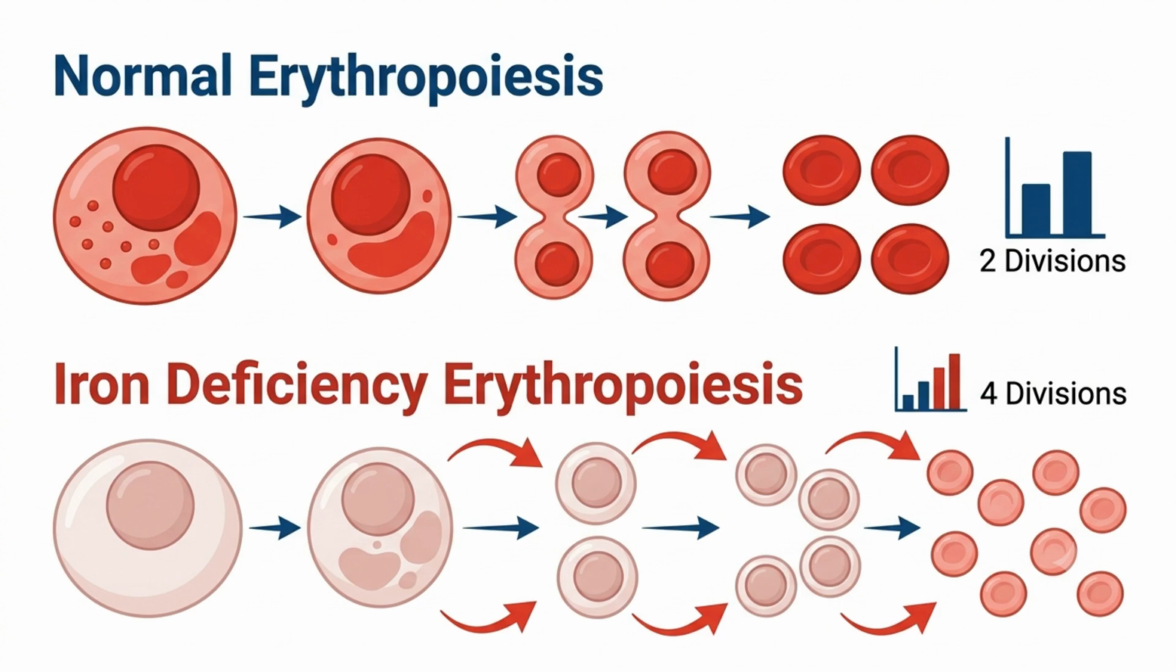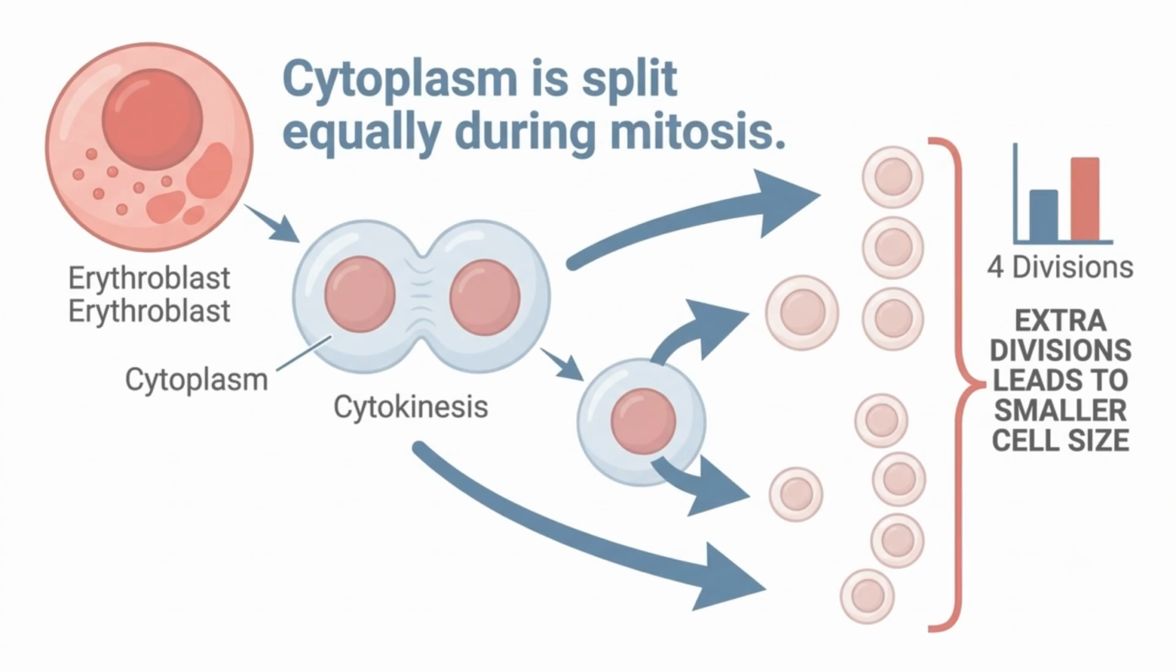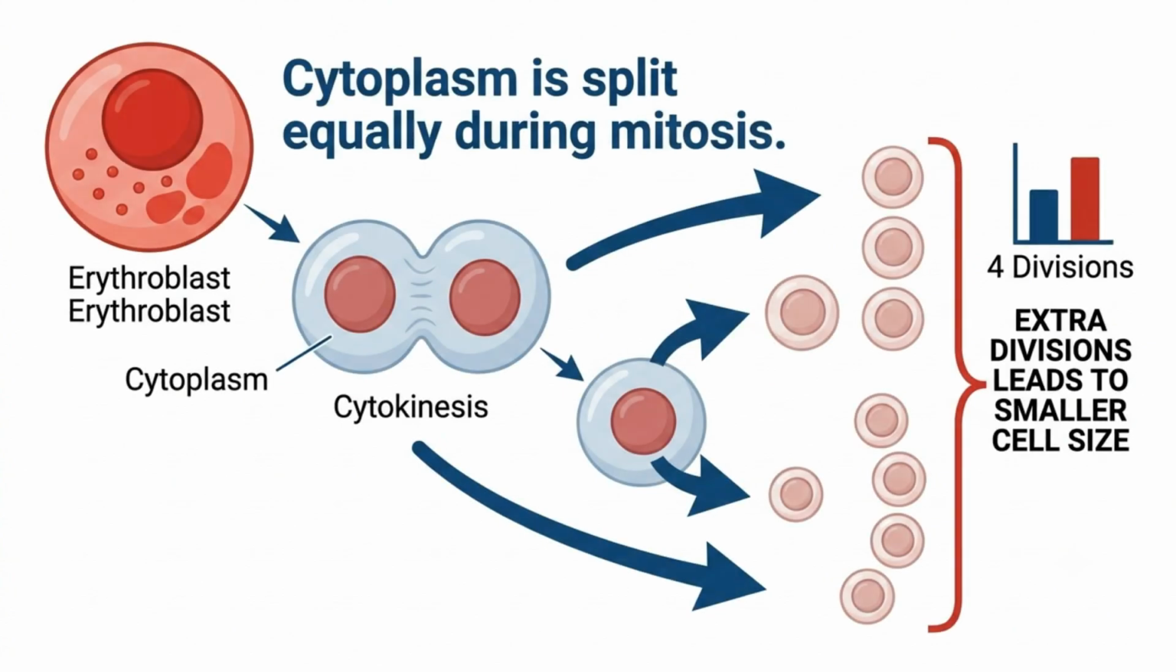As the erythroblast undergoes more rounds of division than usual, the original cytoplasm is divided repeatedly among the daughter cells. Each new cell therefore becomes progressively smaller. This is the actual mechanism behind microcytosis.